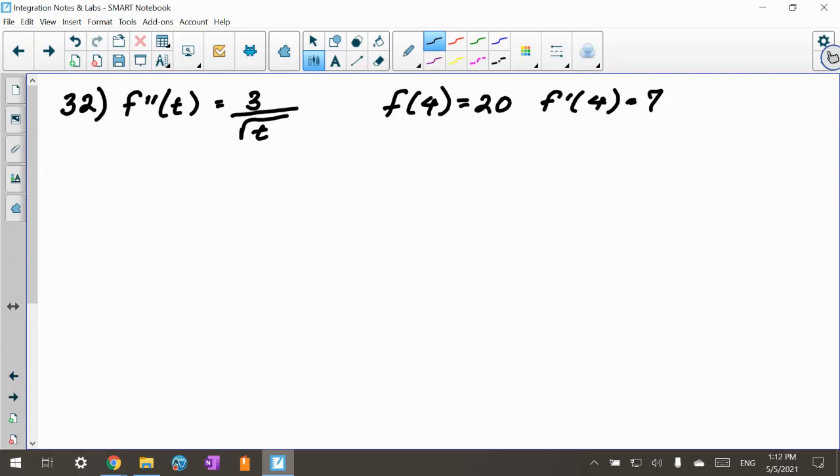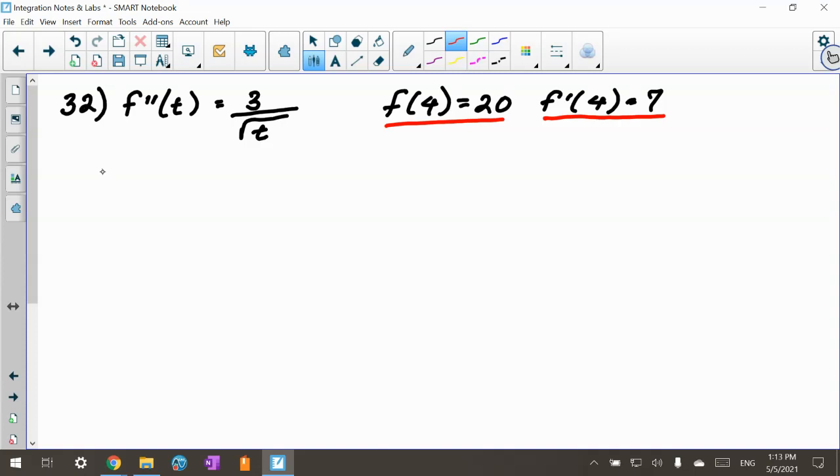We have f double prime of t is equal to 3 over radical t, which is our second derivative, and they gave us this information that f of 4 is 20 and f prime of 4 is 7. So with that information, as we go backwards and find our original function f of t, I can actually find out what c stands for. So let's do the first one.